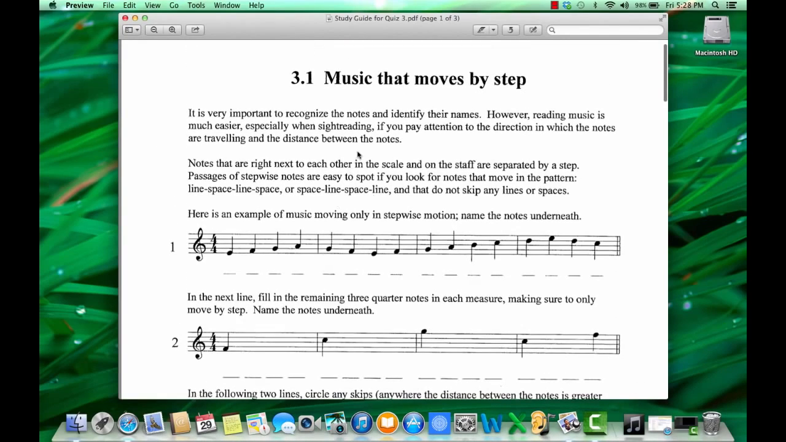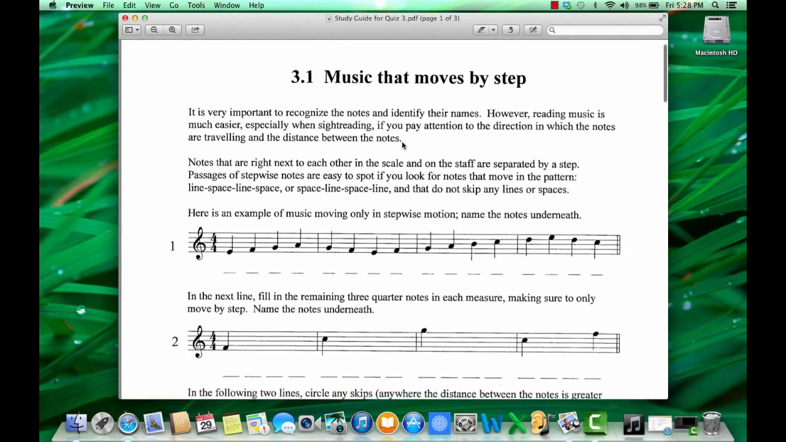It's really important that you look at your music while you're singing in class. Some of my non-audition choirs aren't in the habit of looking at their music. I often see them with music at their sides or not out at all. However, reading music is much easier if you pay attention to the direction in which the notes travel.